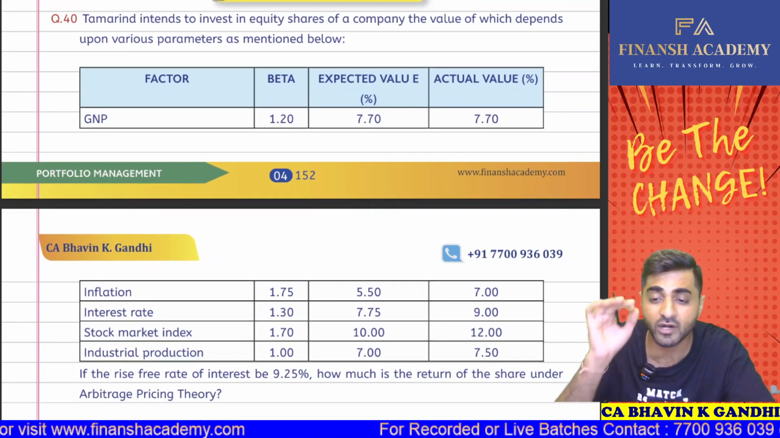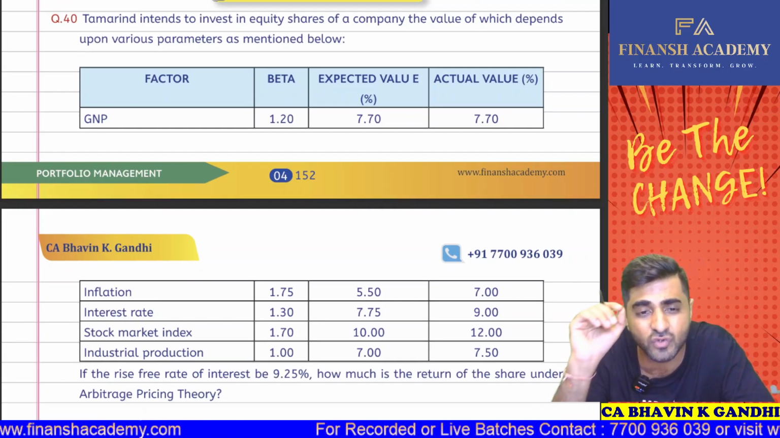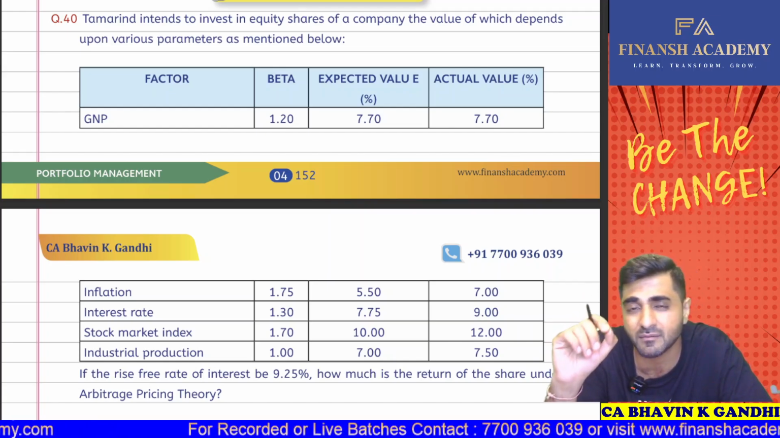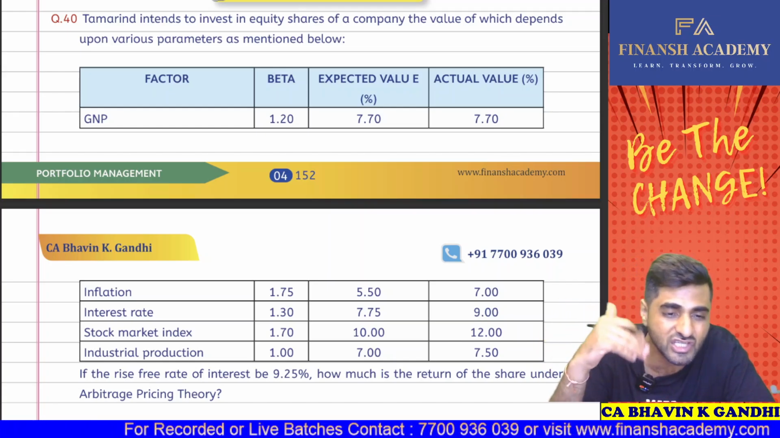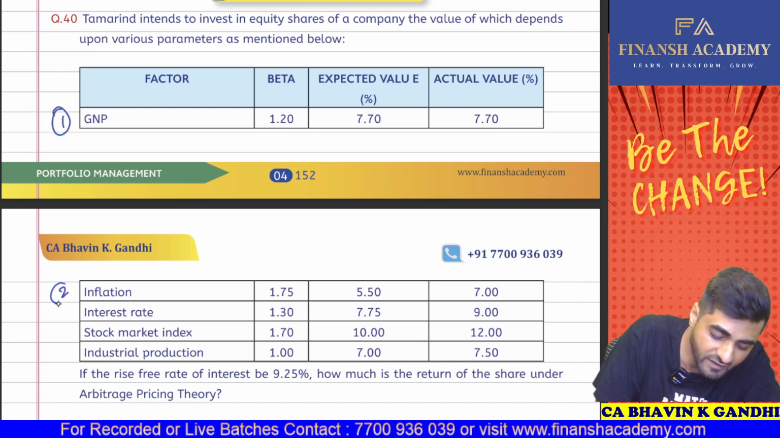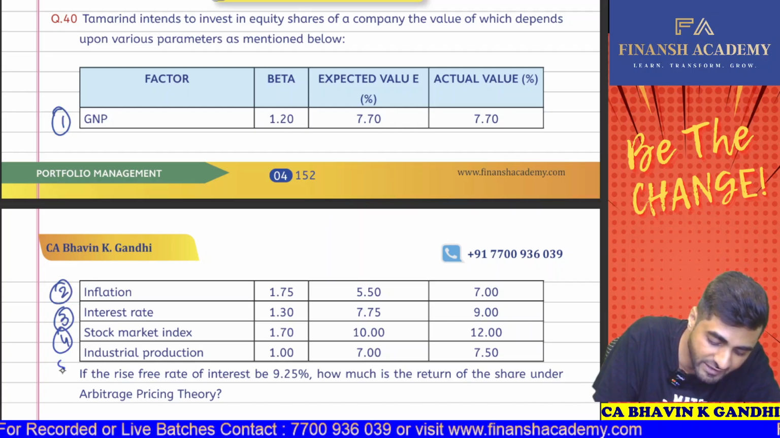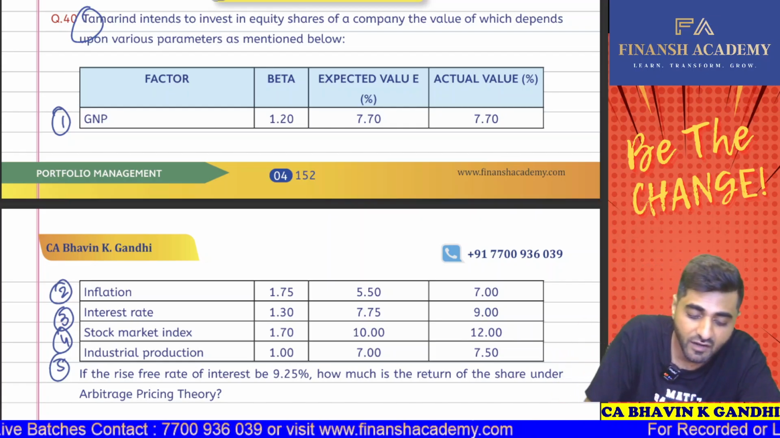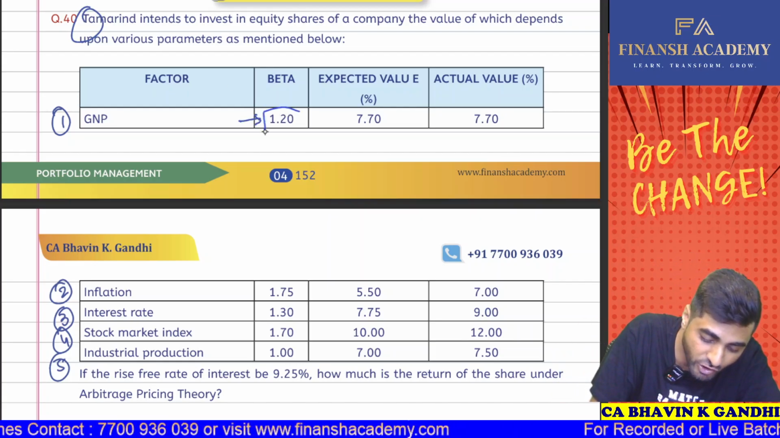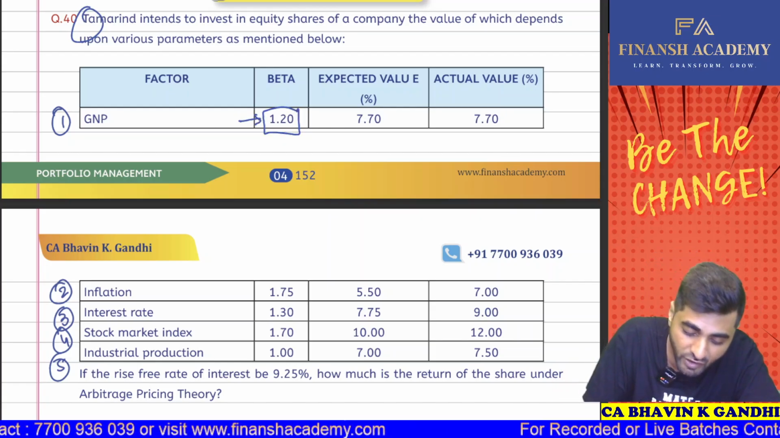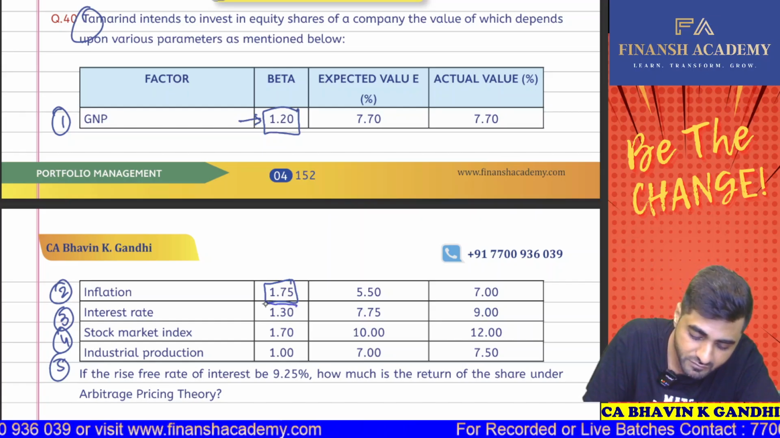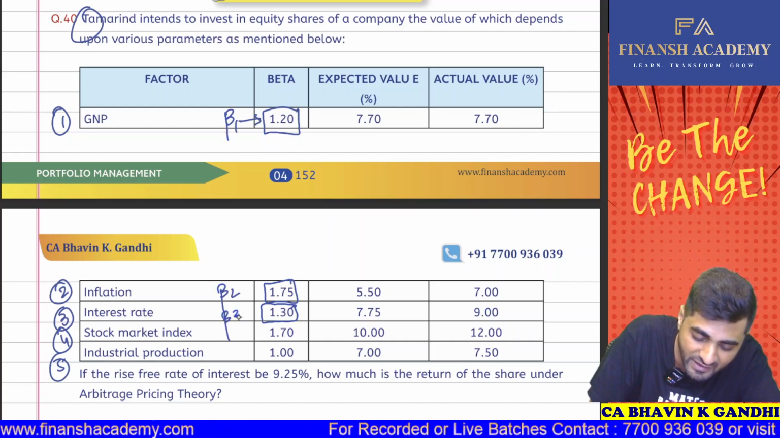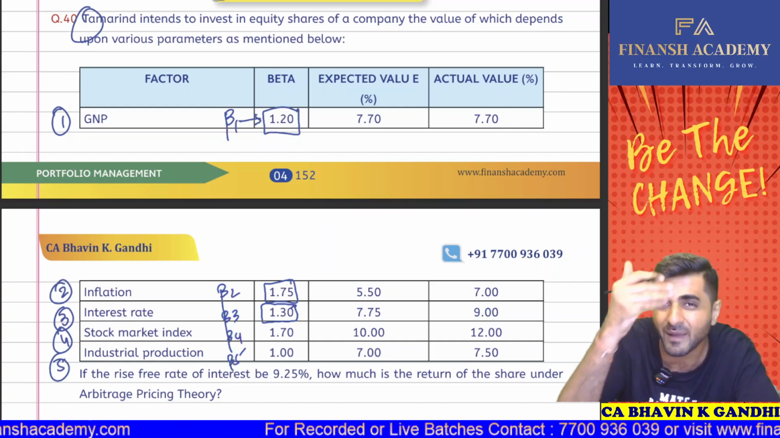In question number 40, now see what is given to you. Tamarind intends to invest in equity shares of a company, the value of which depends on various parameters which are mentioned below. So we have the factors: GNP, okay, so this is gross national product, inflation, interest rate, stock market index, and industrial production. Now, you are seeing how Tamarind is sensitive to these macroeconomic factors. For GNP, Tamarind is sensitive to 1.2. For inflation, it is sensitive to 1.75. For interest rate, it is sensitive to 1.3. So this is beta 1, this will be beta 2, beta 3, beta 4, beta 5. So there are 5 macroeconomic factors.